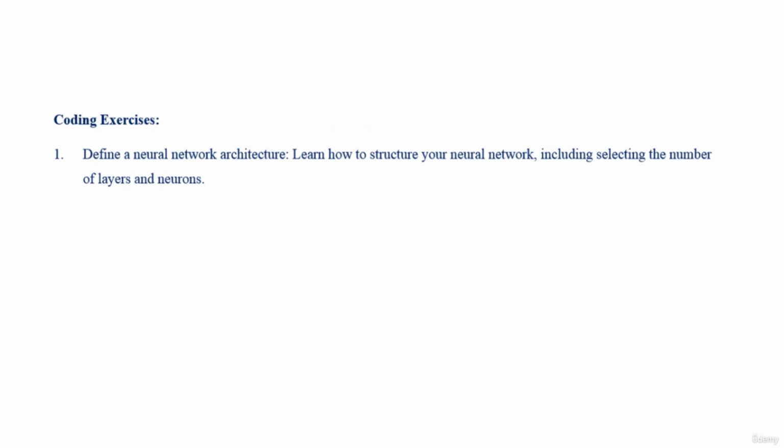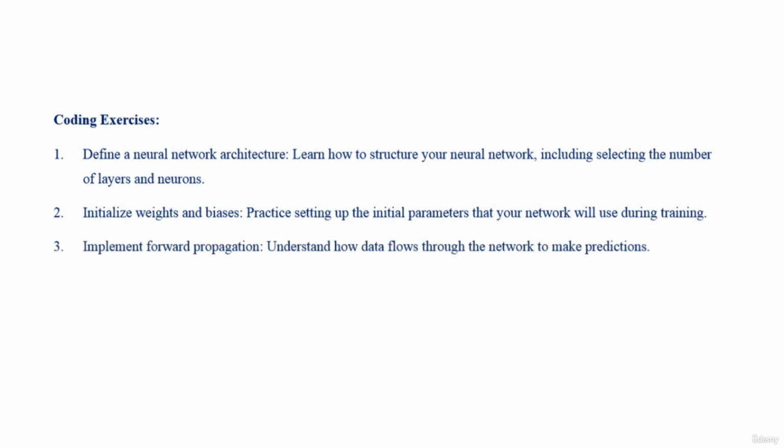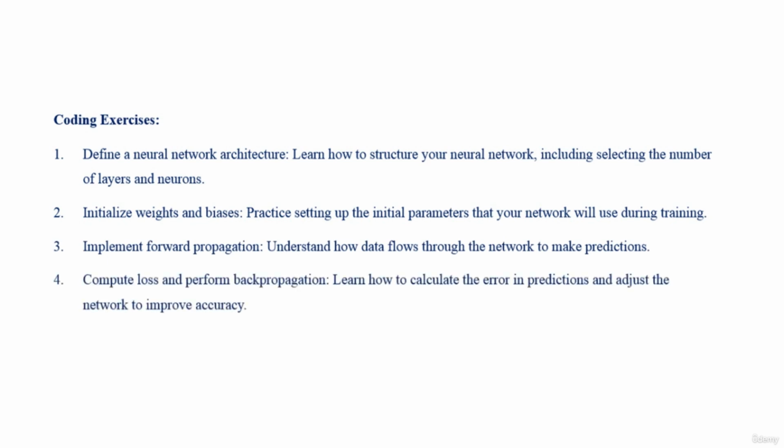Coding exercises. Define a neural network architecture, learn how to structure your neural network, including selecting the number of layers and neurons. Initialize weights and biases, practice setting up the initial parameters that your network will use during training. Implement forward propagation, understand how data flows through the network to make predictions. Compute loss and perform backpropagation, learn how to calculate the error in predictions and adjust the network to improve accuracy.